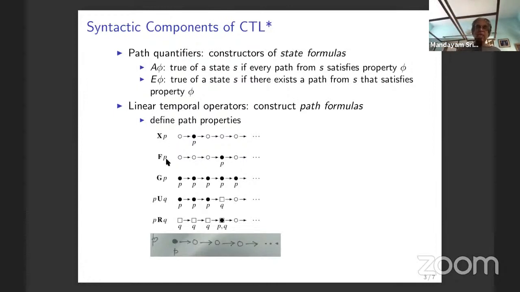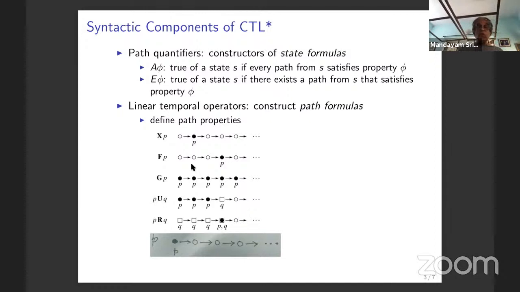Now, FP is true of any path in which P is true at some point. By the way, here P is any path formula, okay? These linear temporal operators construct path formulas from other path formulas. So P and Q here are to be read as other path formulas. This is the special case in which a state formula itself can be interpreted as a path formula if it is true of the first state.